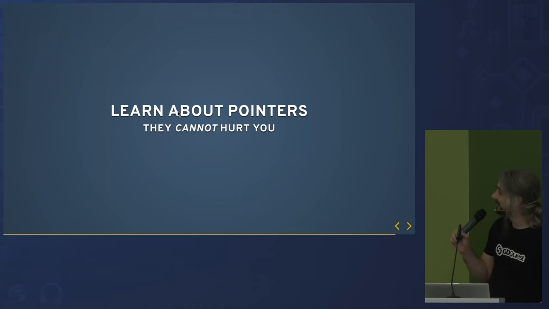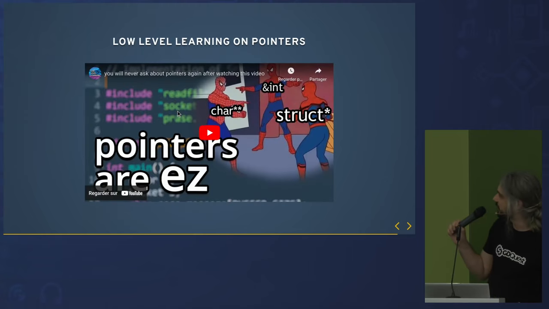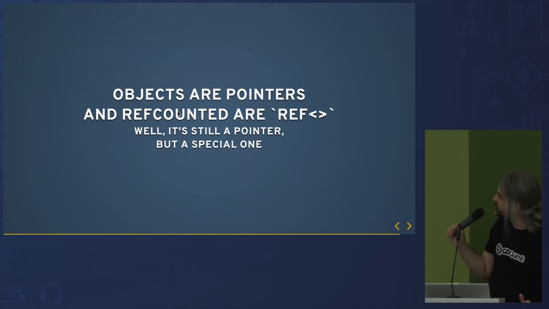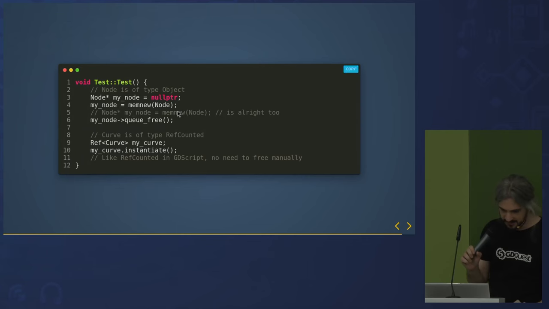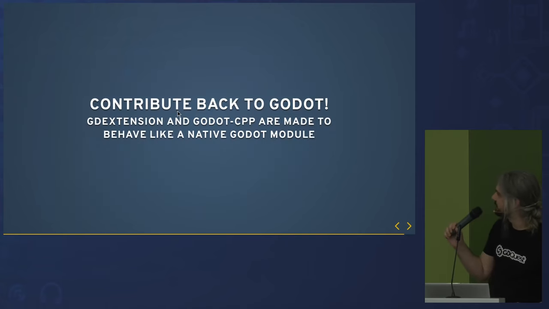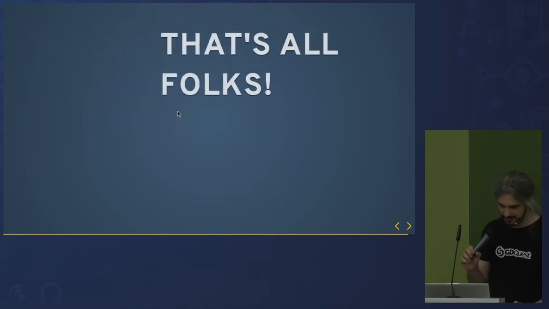Learn about pointers. They cannot hurt you, even if others say otherwise. Pointers are the weird arrows and stars that you see. There's a good video by Low Level Learning about that. I highly suggest you read it. Objects and refs are references, written with carets. Well, it's still a pointer, but a special one. Next, I'll show you how to instantiate ones and contribute back to Godot. GDExtension and godot-cpp are made to behave like a native Godot module. Don't be afraid. So that's all.